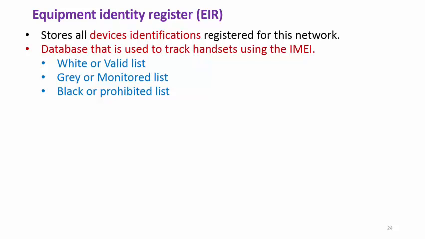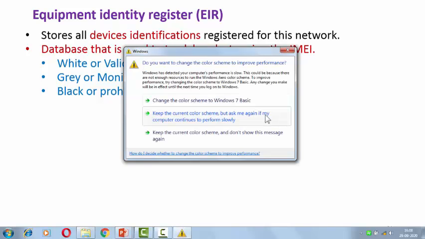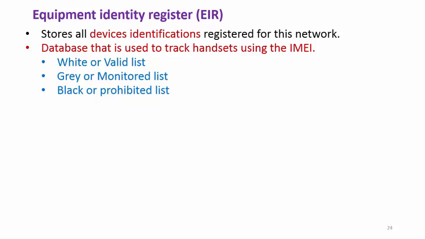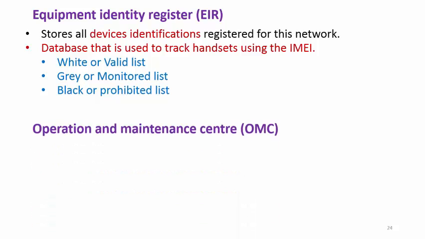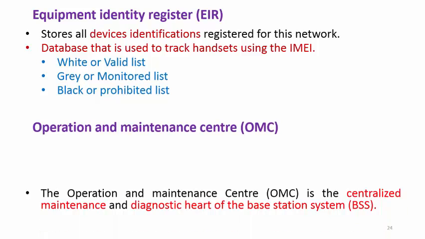Equipment Identity Register, EIR. This EIR consists of all device related information and identifications registered for this network. It is the database that is used to track the handset using the IMEI number. It provides the white and valid list, grey and monitored list, and black and prohibited list.